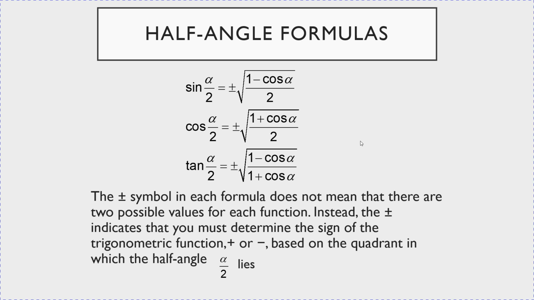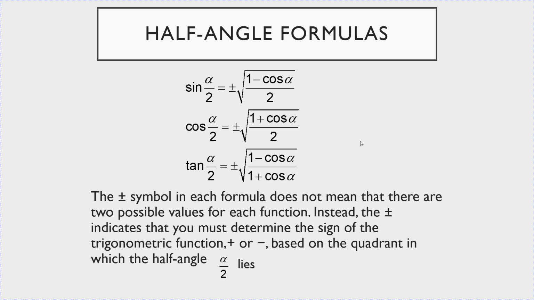Okay, so this is important. That plus minus symbol in each formula does not mean that there are two possible values for each function. No, instead the plus minus indicates that you must determine the sign of the trigonometric function, if it's positive or negative, based on the quadrant in which the half angle theta divided by 2 lies. Weird, okay. Let me just show you one quick example with these formulas. I know I've gone through this lecture pretty quickly, but you should keep these formulas handy in case you ever need to use them when it comes up in a problem.